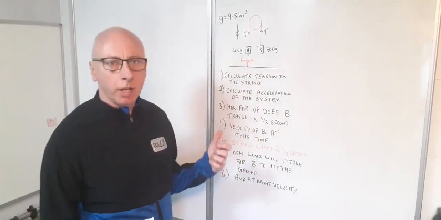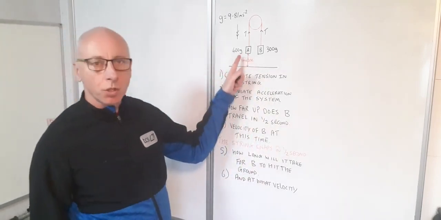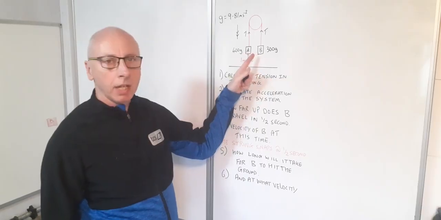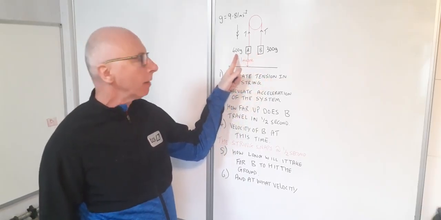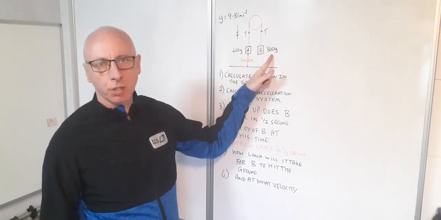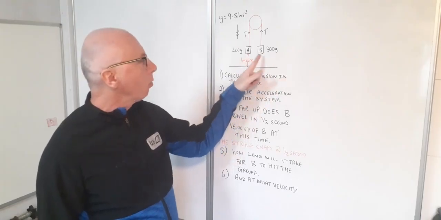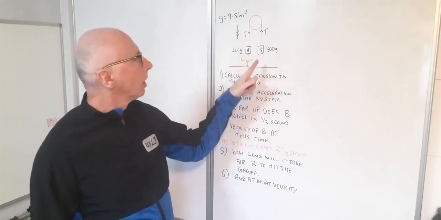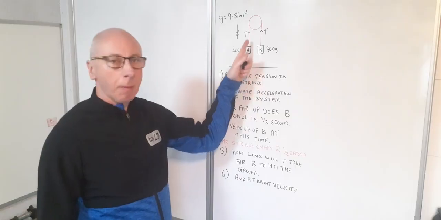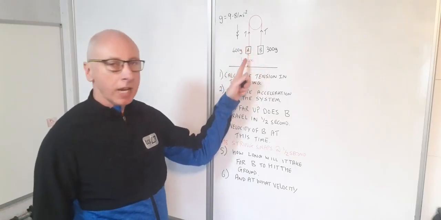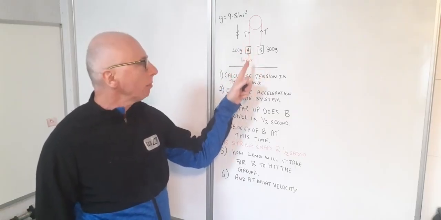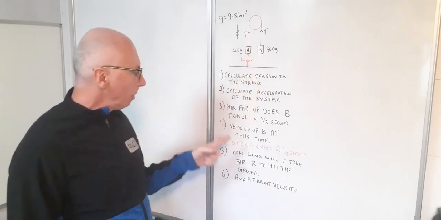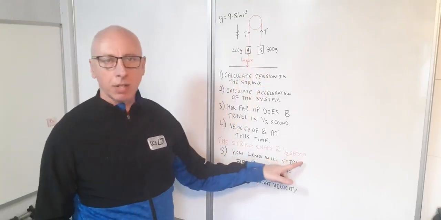So we've got a scenario here with a pulley system. We've got two blocks, A and B, and block A is 400 grams, slightly heavier than block B, which is 300 grams. And they are both 1 metre off the ground. Now, what happens is block A is going to travel downwards for a certain amount of time until it hits the ground. But then we've got a scenario where the string snaps after half a second.